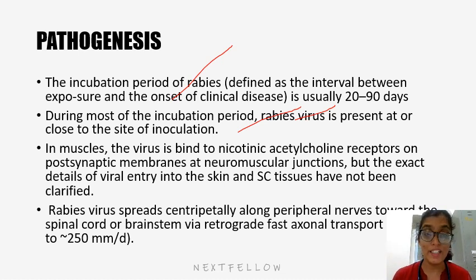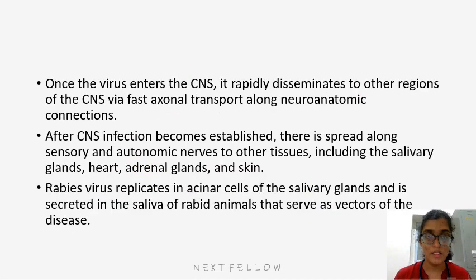Rabies virus spreads centripetally, very important. Once again, there is a marker. It spreads centripetally along peripheral nerves towards the spinal cord and/or brainstem, via retrograde fast axonal transport at the rate of approximately 250 mm per day. Once the virus enters the CNS, it rapidly disseminates to other regions of the CNS via fast axonal transport.